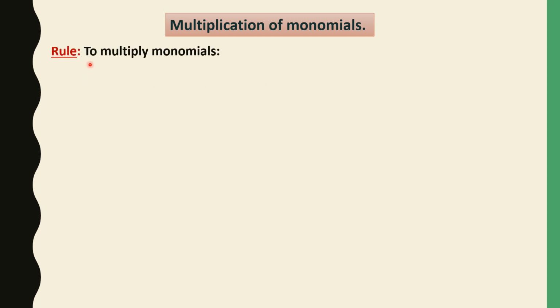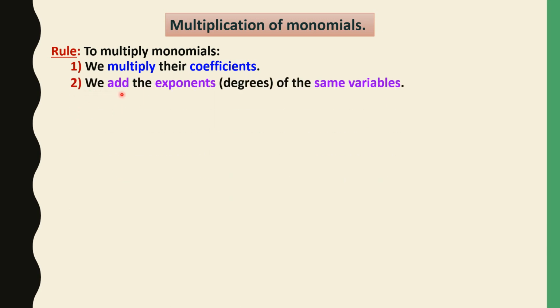Rule: to multiply monomials, first we multiply their coefficients. Second, we add the exponents or degrees of the same variables. To understand these steps more, let's do some examples.